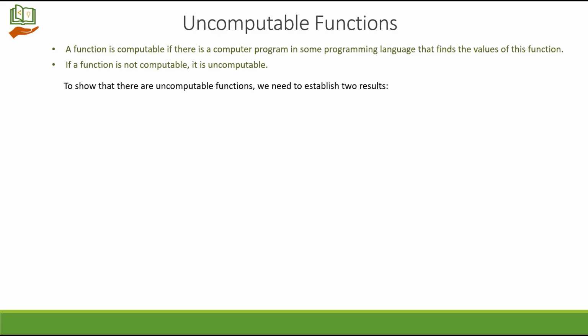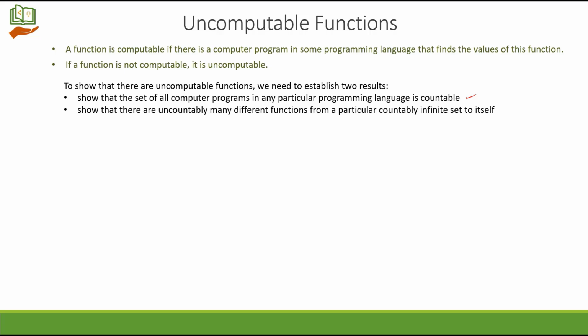To show that there are uncomputable functions, we need to establish two results. What are they? We have to show that the set of all computer programs in any particular programming language is countable. What is the other result? Show that there are uncountably many different functions from a particular countably infinite set to itself. So we have to show these two results in order to show that there are uncomputable functions.